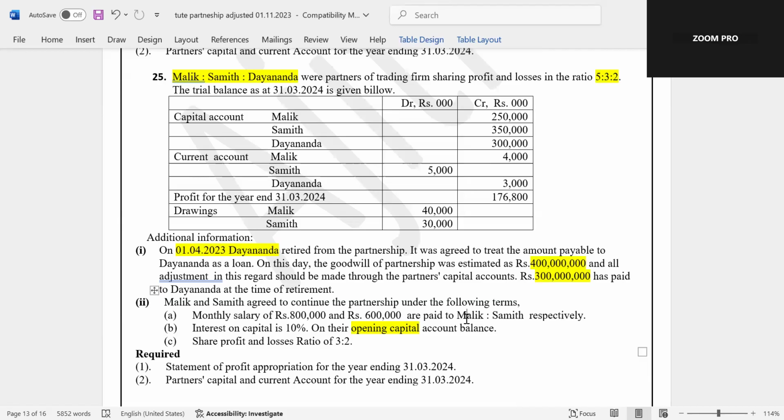But in this example, it has given the agreement clearly: interest on capital 10% on their opening capital account balance, opening. And the given new profit sharing ratio is also relevant for the profit appropriation part as well as the goodwill adjustment. Think new ratio 3:2, two partners available in the new ratio. New ratio 2 partners, but old ratio 3 partners.